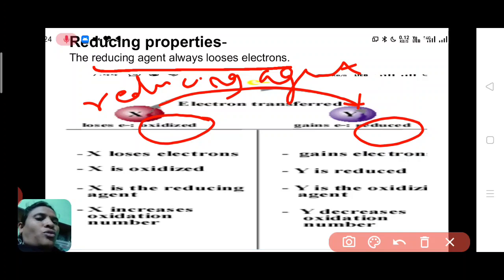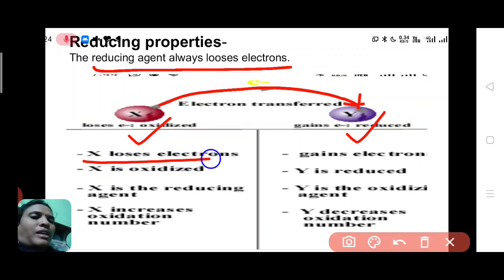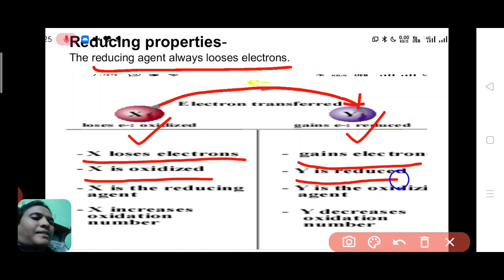The substance which oxidizes itself and reduces another is called a reducing agent, and the substance which reduces itself and oxidizes another is called an oxidizing agent. So here X is a reducing agent, and Y is an oxidizing agent. See, X is losing electron and Y is gaining electron. X is getting oxidized and Y is getting reduced. So that's why X is a reducing agent and Y is an oxidizing agent.